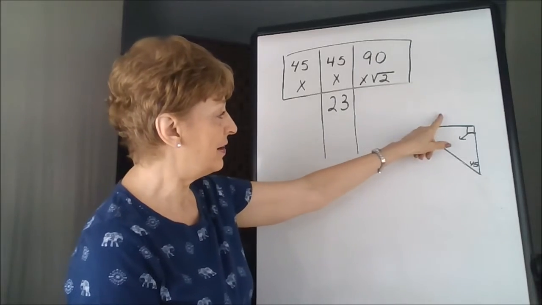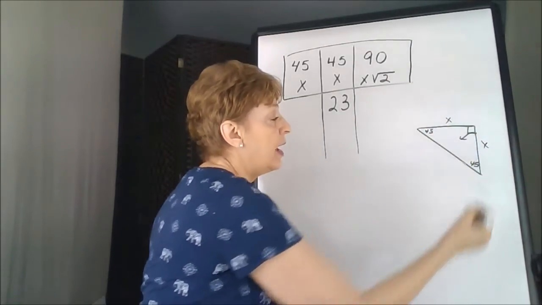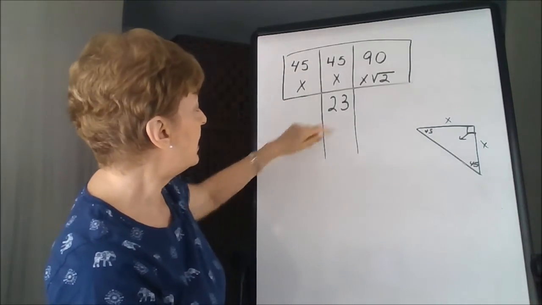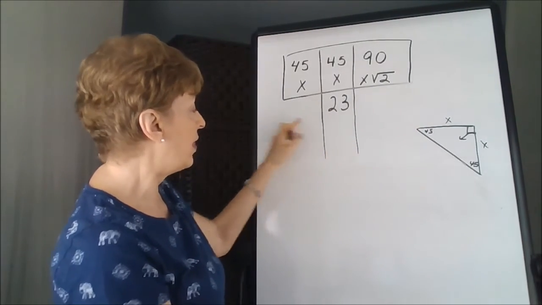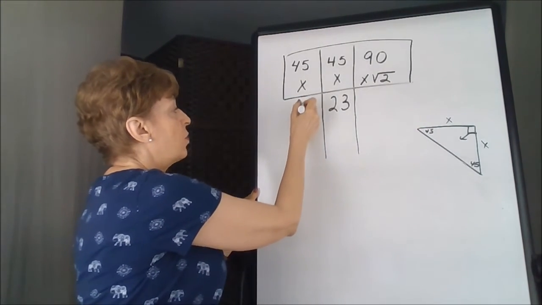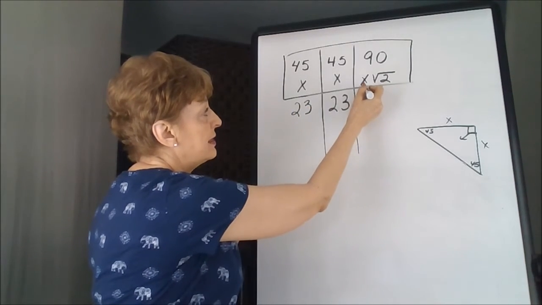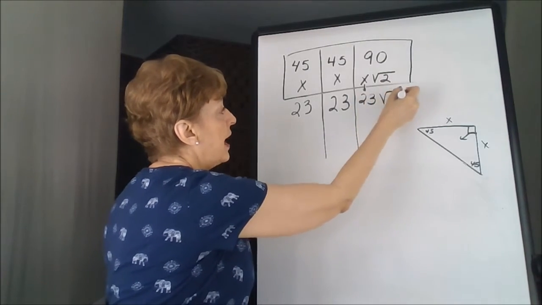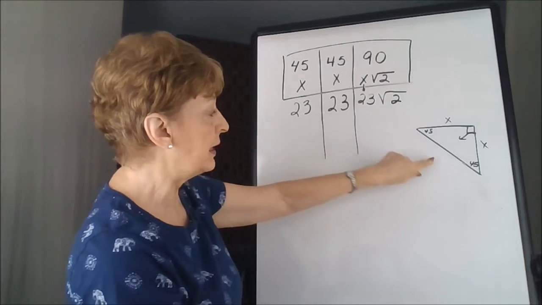Finding either one of the legs of this triangle would help the most. It would be the easiest way to go. In this case, we have one of the legs measuring 23. Well, that makes the other leg 23 as well. And then the x fits right into this position right here, so we'd have 23 radical 2. And our information would be complete.